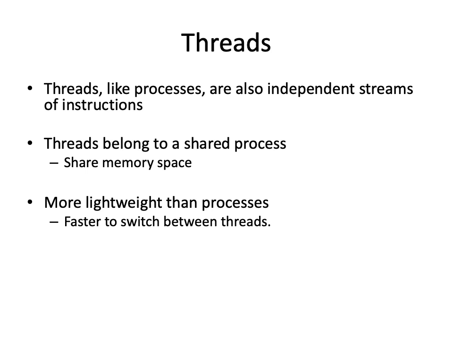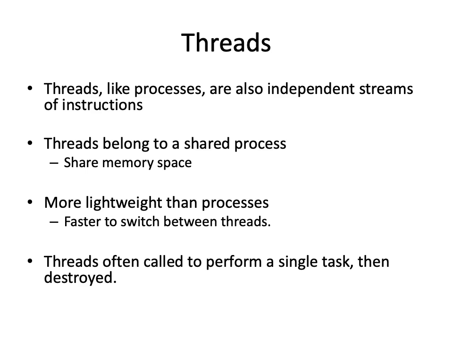Because of that, it's a lot faster to switch between one thread and another thread for a given process. In the same way that the computer can do context switching between processes, it can do context switching between threads for a given process, but it's a lot faster at context switching for threads than it is for processes.